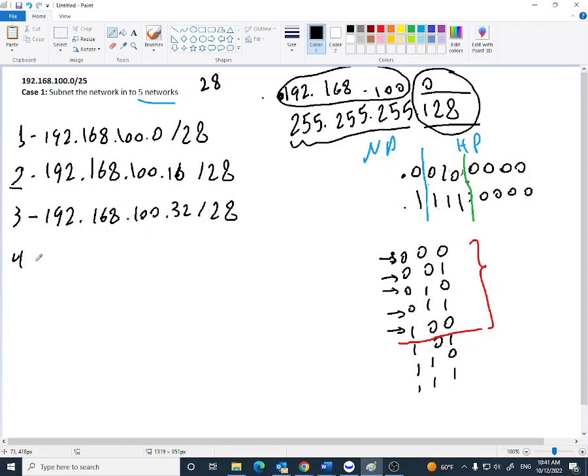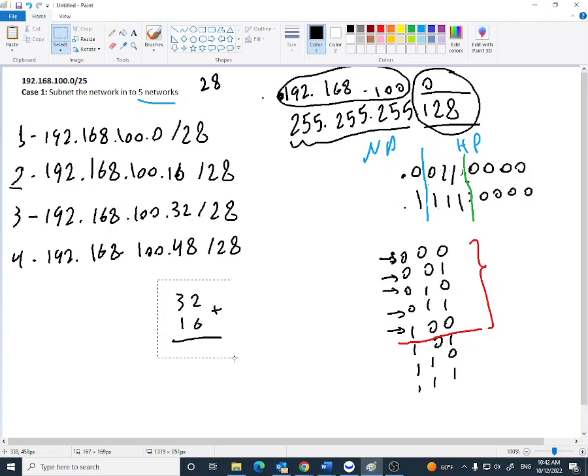And then finally, I'm still not done. This time, I'm going to use the fourth one, and the fourth one is simply going to be 0, 1, 1, which is, here it is. So that will make it 192, 168, 100, and it's not 64, no. It's simply 32 plus 16, so that's 48. 48, 28.